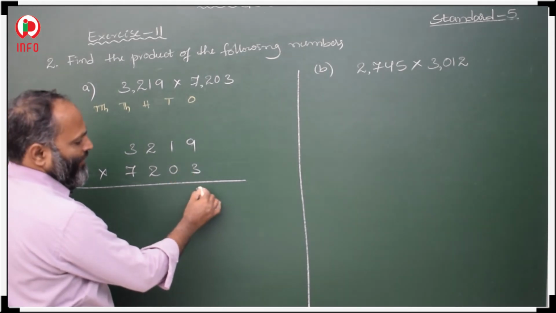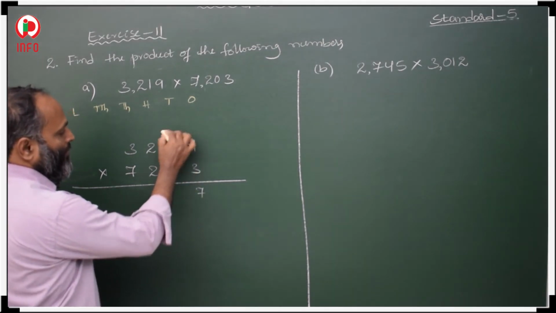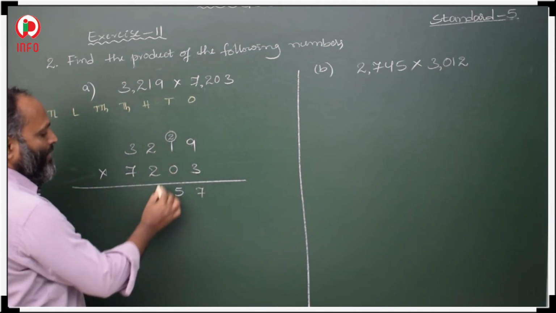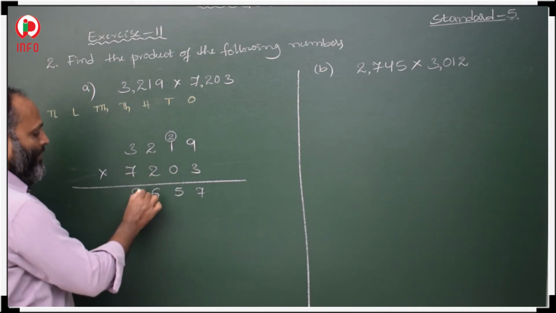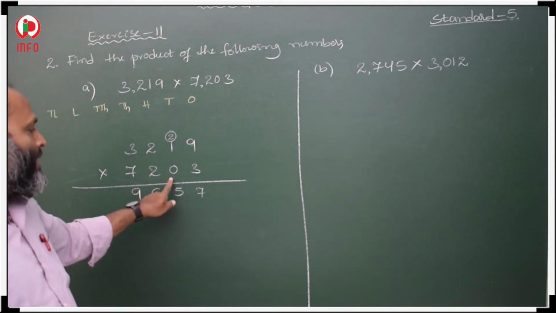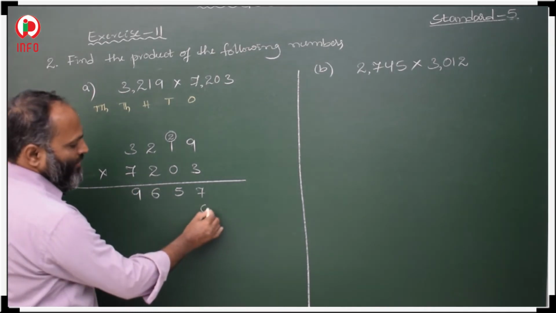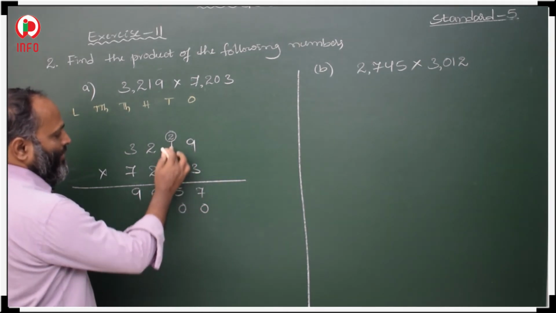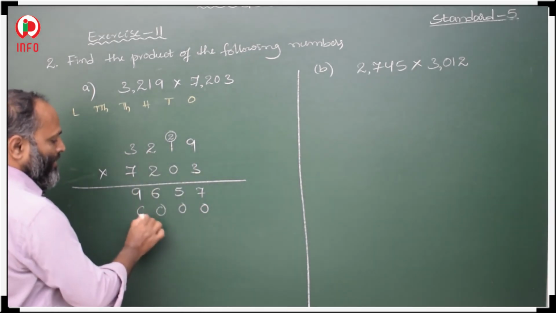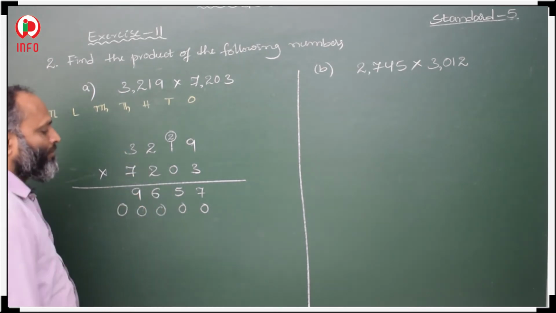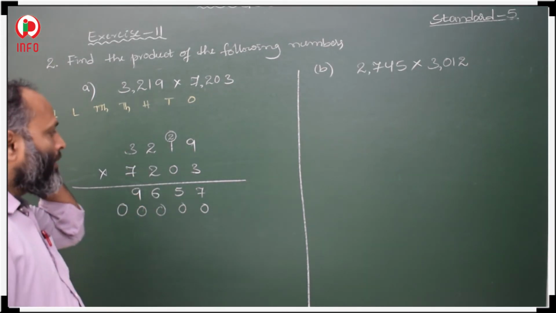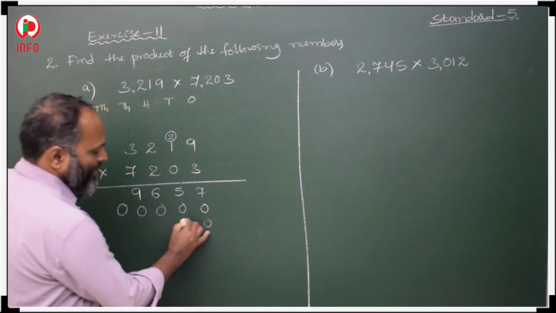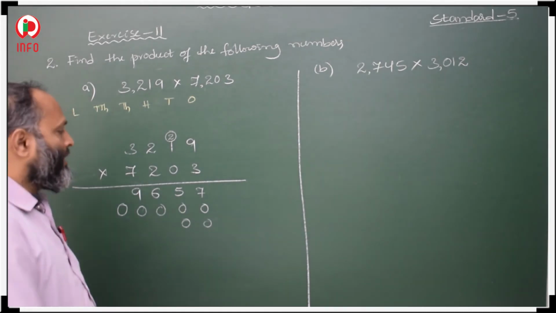3 nines are 27, 7 here and 2 here. 3 ones are 3, 4 and 5. 3 twos are 6, 3 threes are 9. Then this is in tens place. In tens place first 0 we have to keep, and after that 0 nines are 0, 0 ones are 0, 0 twos are 0, 0 threes are 0. Then after that we have to multiply with 2. So it is in hundreds place, in ones place, in tens place we have to keep zeros. Now we start with 2.